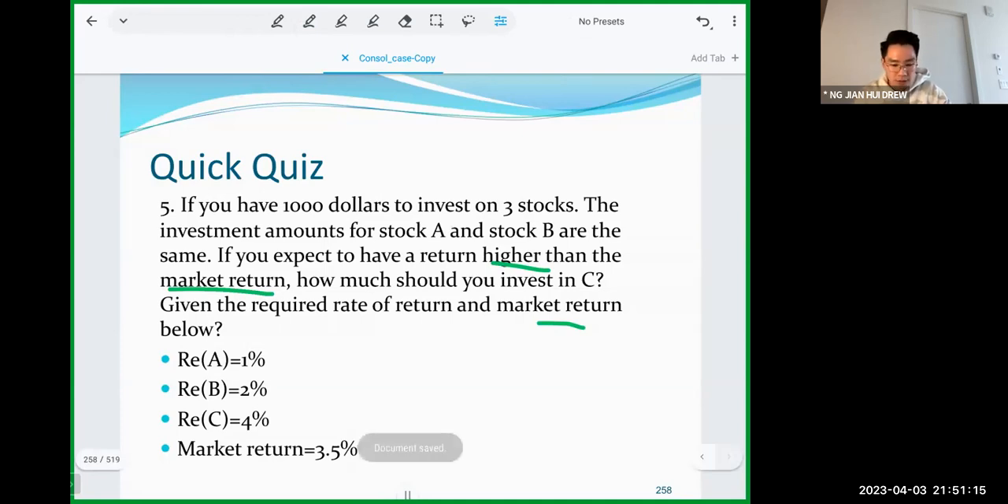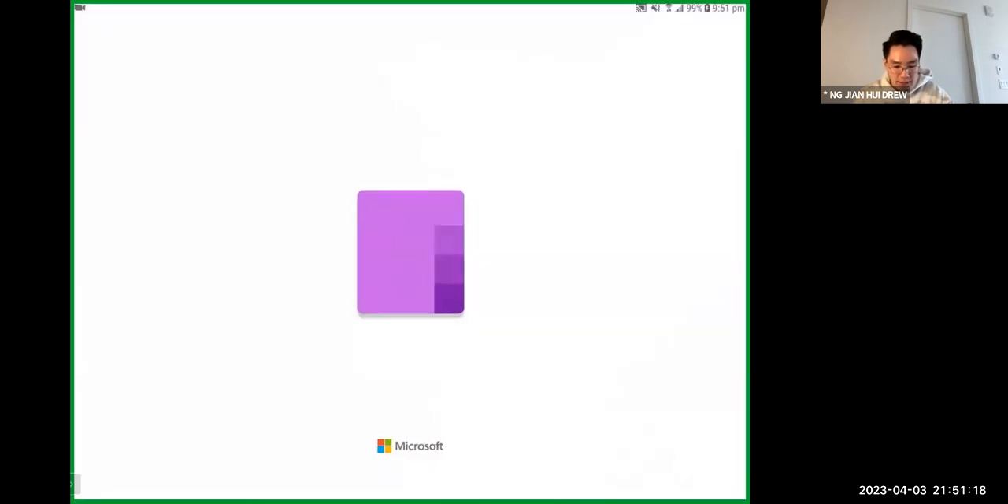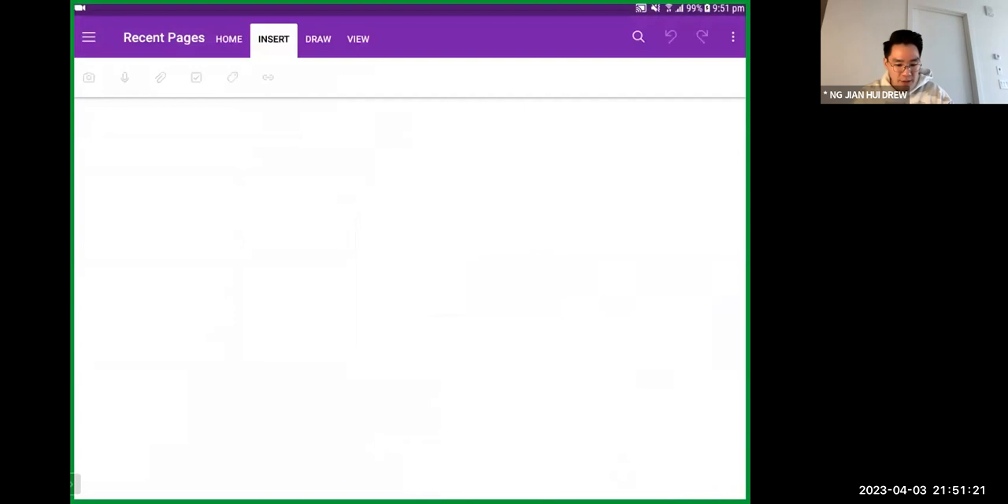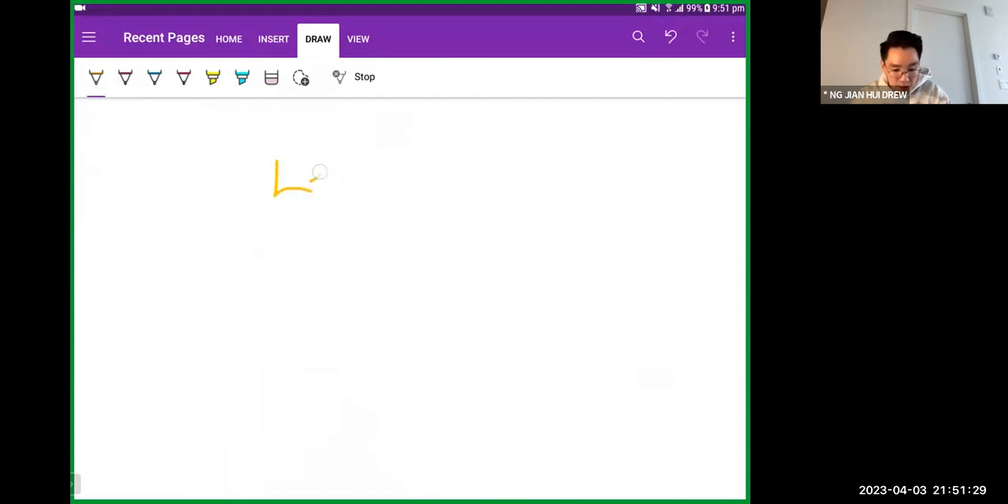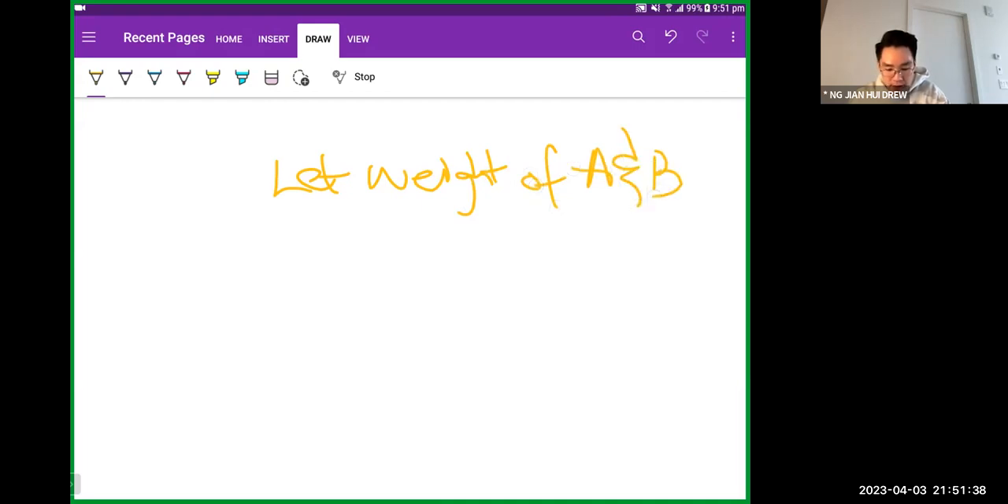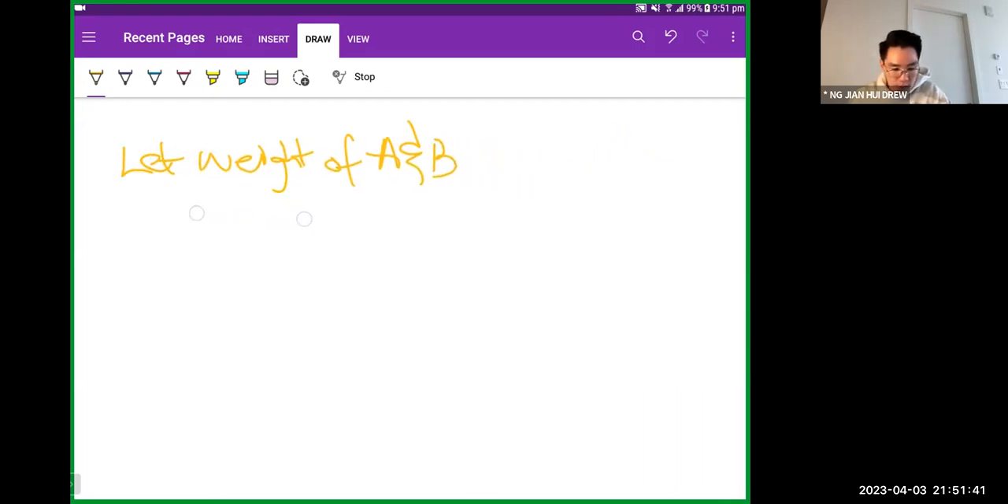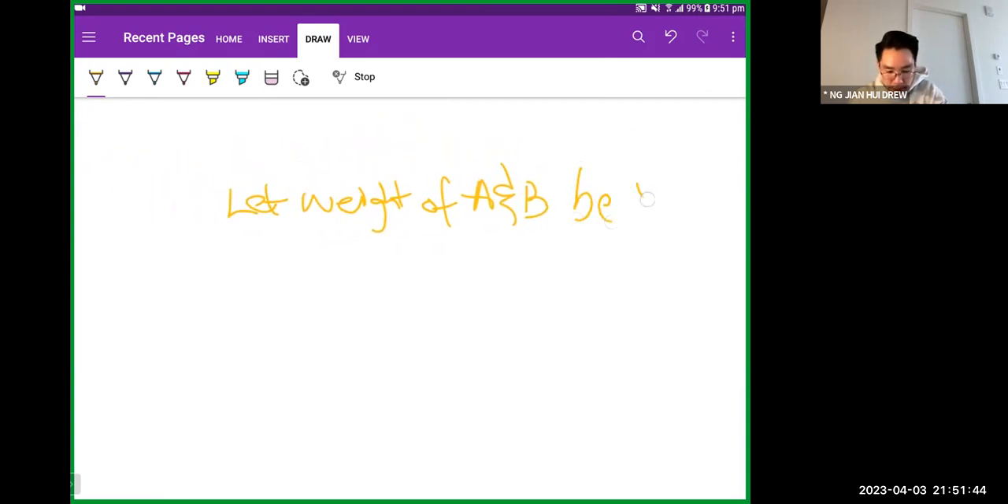So I'm just going to jump to my note so it's easier to write. You have the question in front of you. So what's happening here? Let the weight of A and B be W. So we know that for A it is W, B is W, and C is simply 1000 minus 2W. All right.